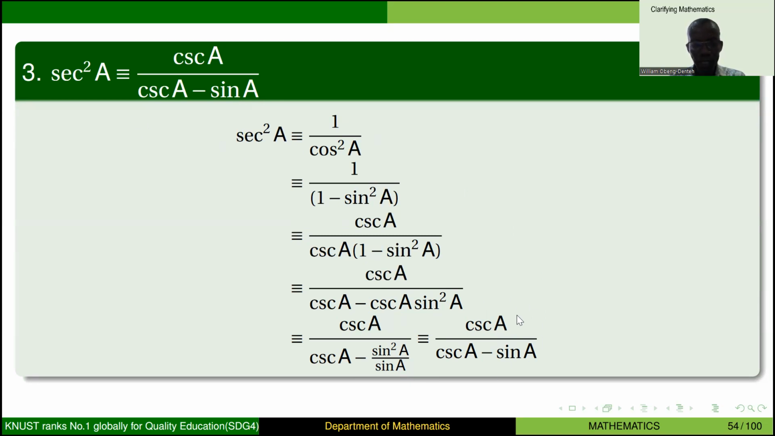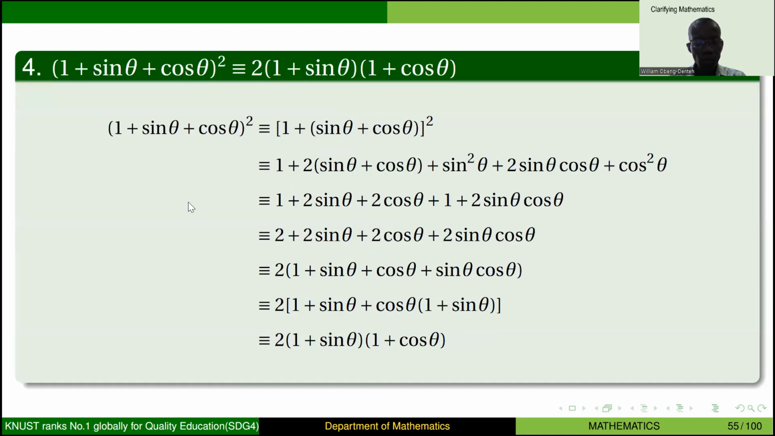You can also move from here and then move upwards. So you get to this point, you try to rewrite this one in such a way that you get this, then move on that way. So whichever way that you want to use, you get the values.